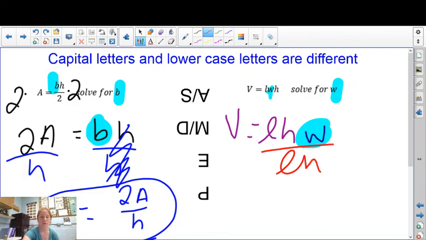And what I do to one side, I do to the other. And yes, I write part cursive. That's why I try and type stuff. No one likes my handwriting. So W is equal to big capital V divided by L, H.